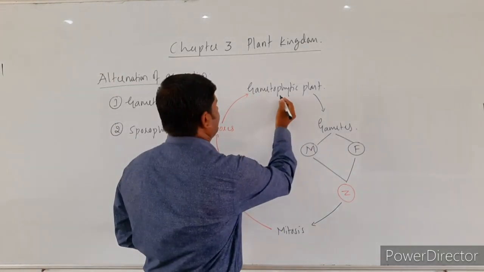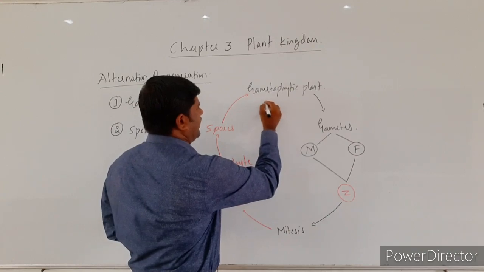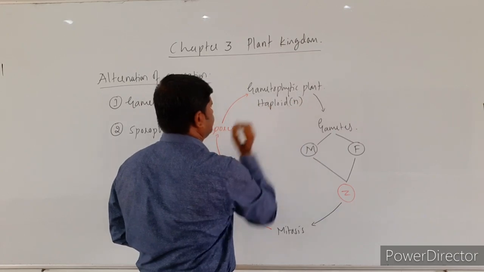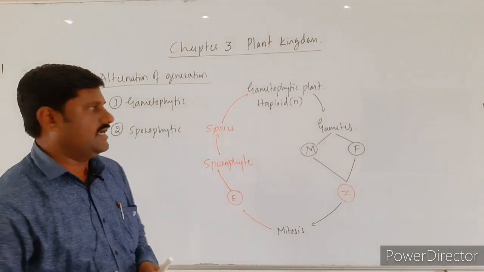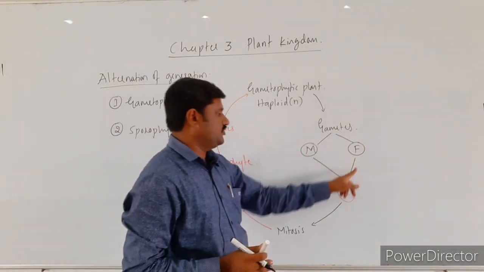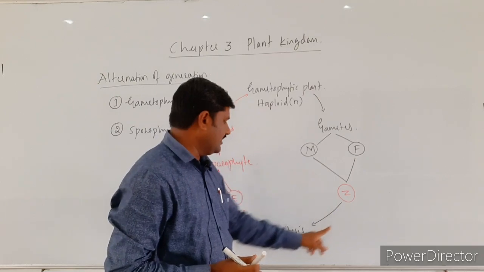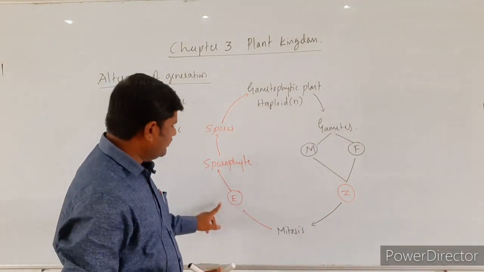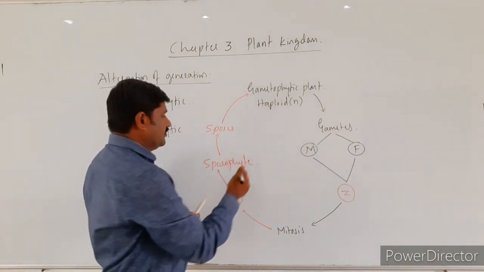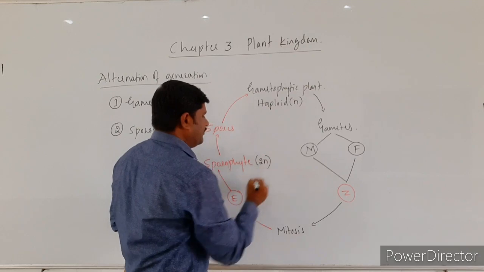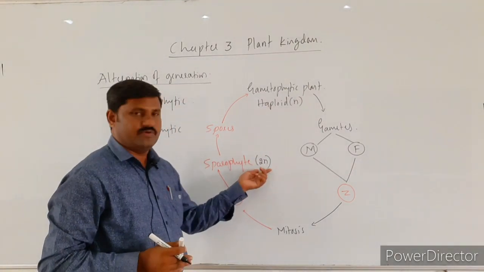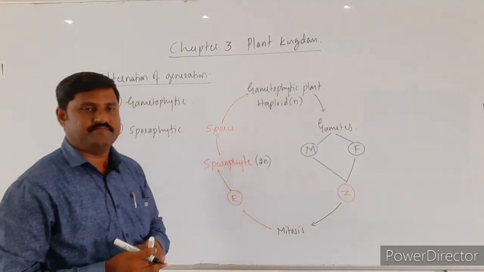The gametophytic plant is haploid in nature. Haploid means n, it is indicated by n. This gametophytic plant produces gametes. Gametes fuse together to form the zygote. The zygote undergoes mitosis to form the embryo. The embryo develops into the sporophytic plant, which is diploid in nature. 2n number of chromosomes are seen in each cell of this plant.